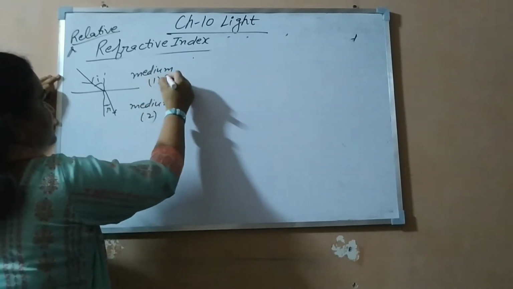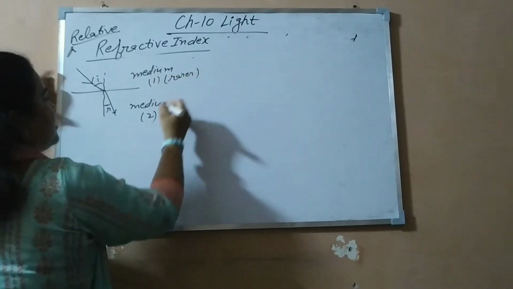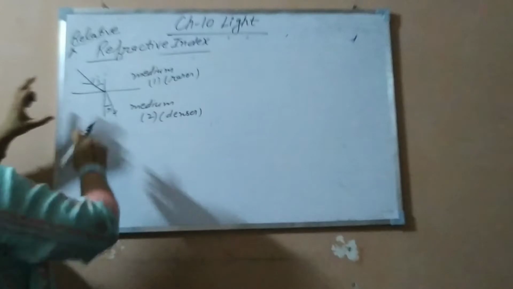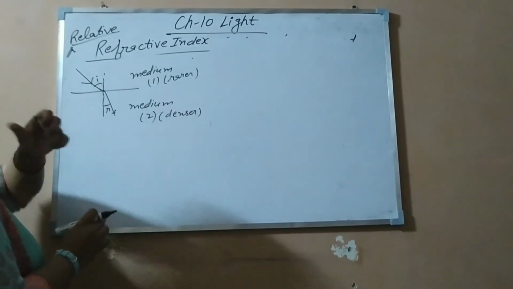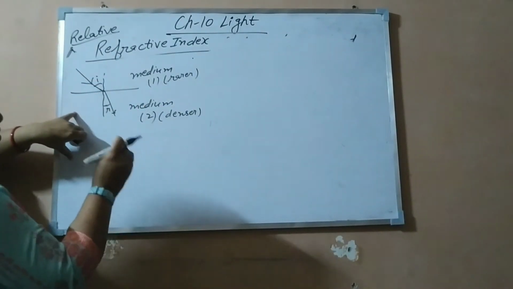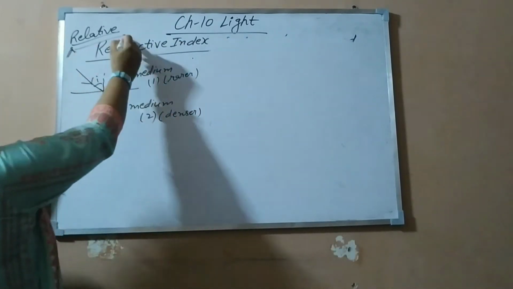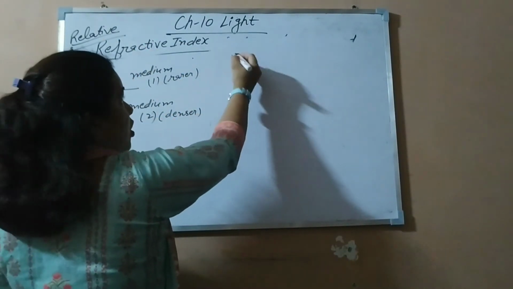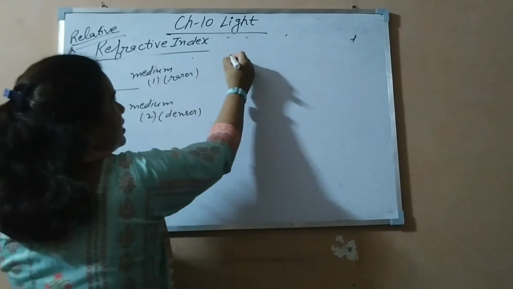Let us take it is a rarer medium and it is also denser. It can be any medium. You can take water, kerosene, like that. So two different media are there. In that case, how do we write it? That is known as relative refractive index. So how do we calculate it?